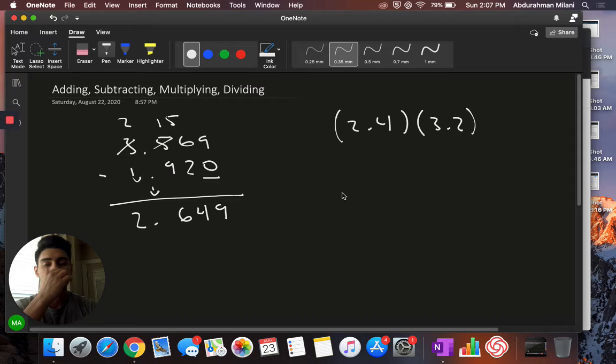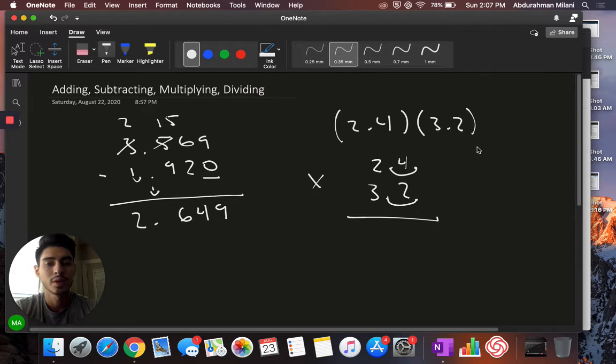Multiplication. So multiplying is a lot easier, in my opinion. You have 2.4 times 3.2. So we can write that out as 2.4 and 3.2. Just like that. So the first step you want to do when multiplying is to bring out the decimal. So we're going to bring that over, and bring that over. So we got 2 decimals that we moved over.